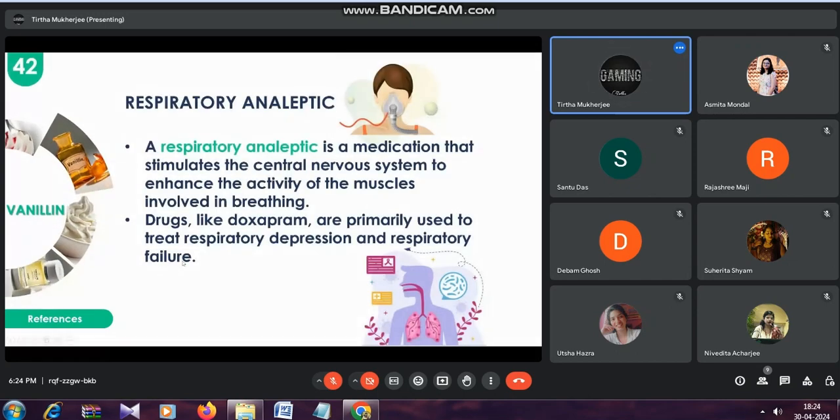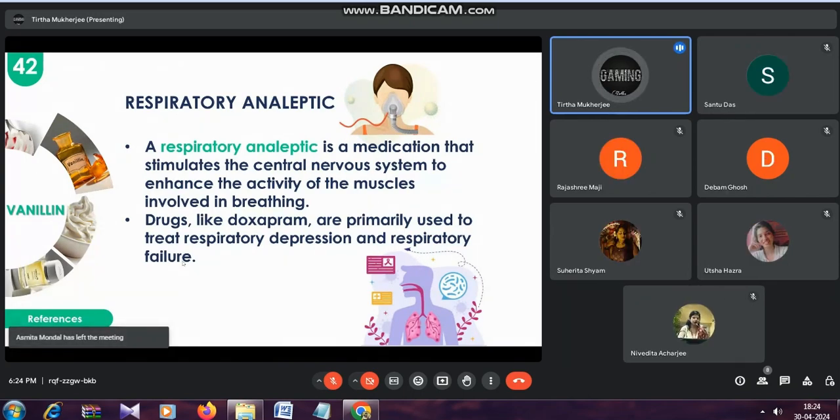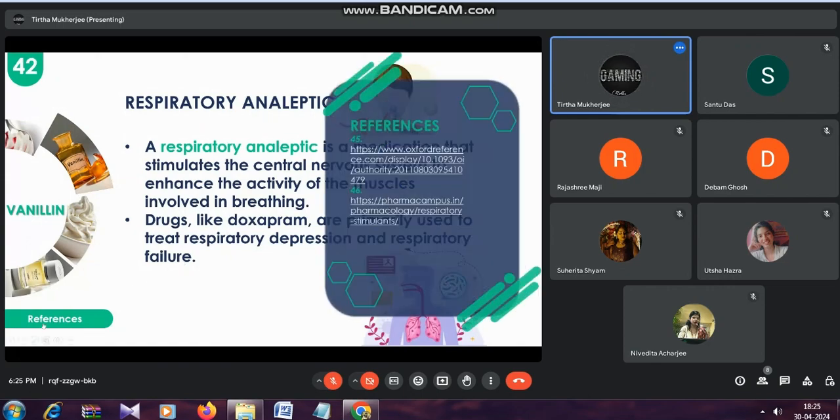Moving on to our final bioactivity, that is respiratory analeptic. Respiratory analeptic is a medication that stimulates the central nervous system to enhance the activity of the muscles involved in breathing. Drugs like doxapram are primarily used to treat respiratory depression and respiratory failure. Further references for this slide.